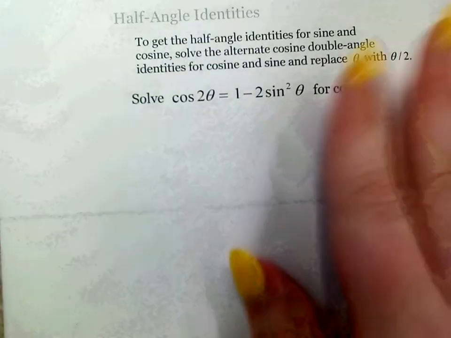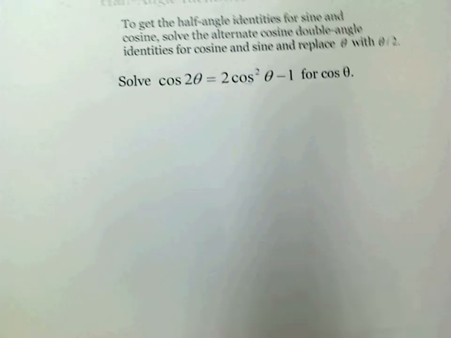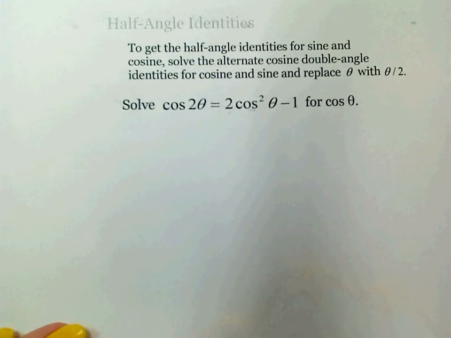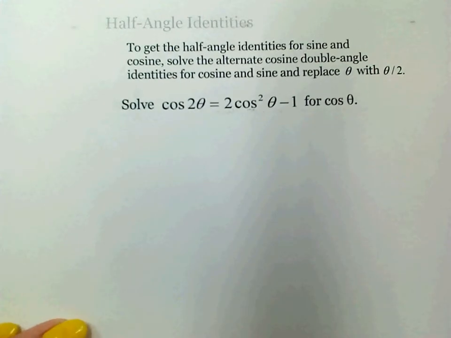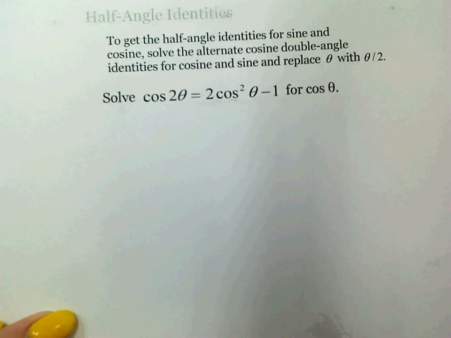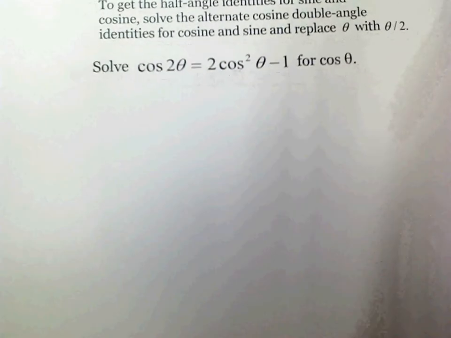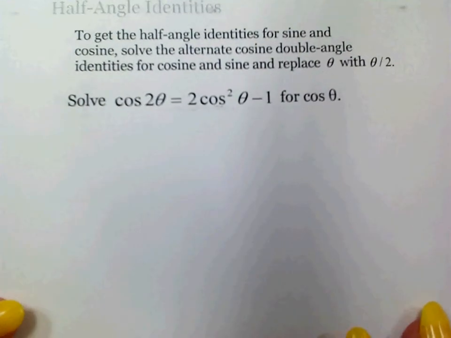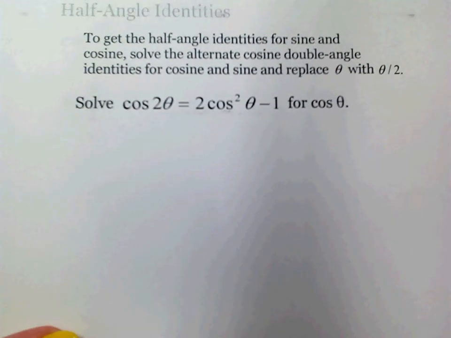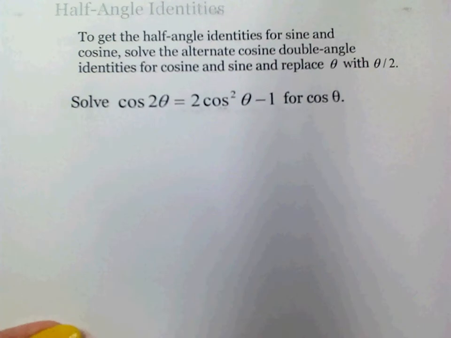Next, let's do some half-angle identities. Just like in the previous identities that we've done, we're going to develop the formula for cosine of a half angle using our double angle identities. Cosine of 2 theta equals 2 cosine squared theta minus 1.